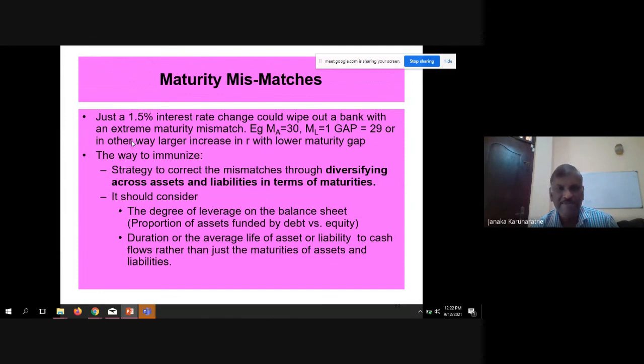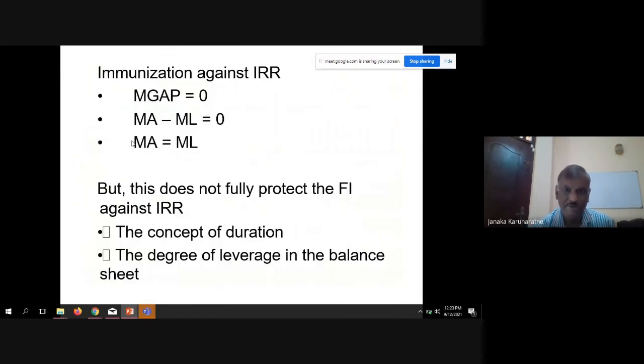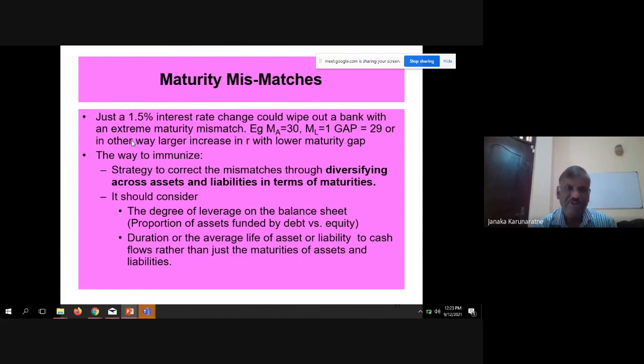So the strategy to minimize and correct the mismatches is through diversifying across assets and liabilities in terms of maturity. It should consider the degree of leverage on the balance sheet, the proportion of assets funded by debt versus equity, and the duration or average life of assets or liabilities, with cash flows, rather than just maturities of assets and liabilities. So the strategy is to look at the mismatches of maturities of assets and liabilities and try to diversify.